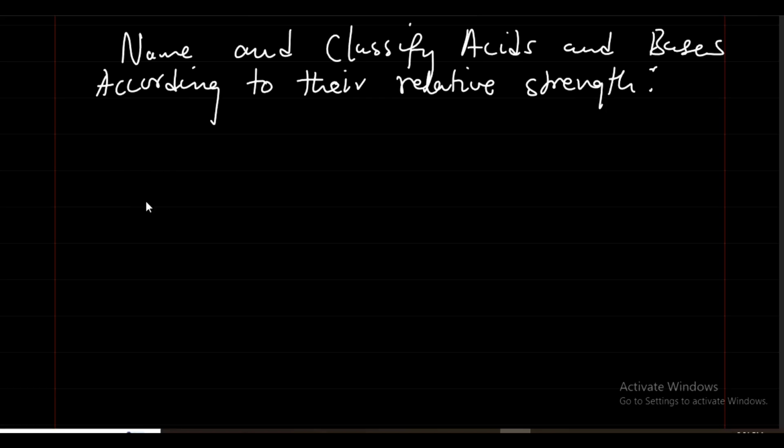So now here, let me say acids. Then this side I have bases. Then here I have strong, and then here I have weak. So this strong applies in both bases and acids, and this weak applies in both acids and bases.